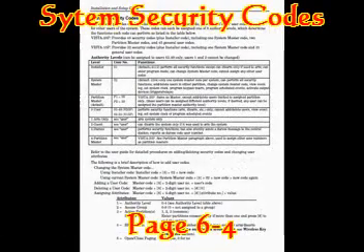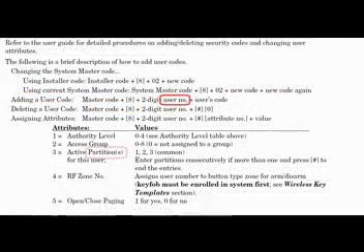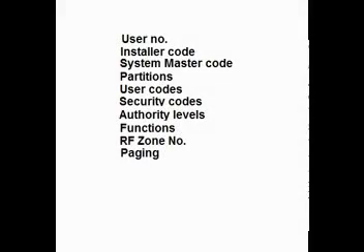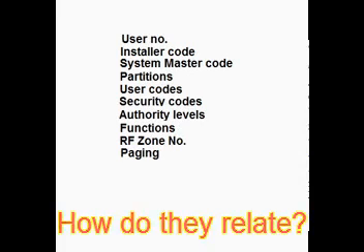Flipping through the installation guide, we find this one page labeled System Security Codes. A close look at this page will reveal a whole new vocabulary that we have to learn. Words such as installer code, system master code, user codes, authority levels, functions, security codes, user number, partitions, RF zone number, and finally paging. We really need to know two things about this list. What do these words mean? And how do they relate to each other?